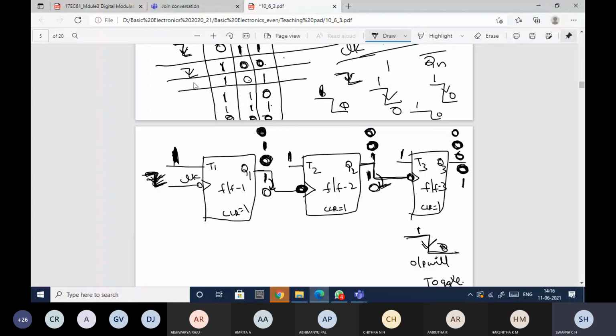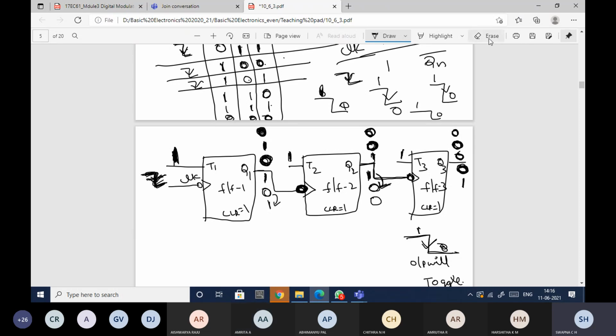Now again, I'll give one more clock pulse. So what happens to the output of the first flip-flop? It toggles and becomes 1. So Q1 is changing from 0 to 1. Am I getting the correct clock to the second flip-flop? No, ma'am. So what will be the output? It will be the same, 0 only.